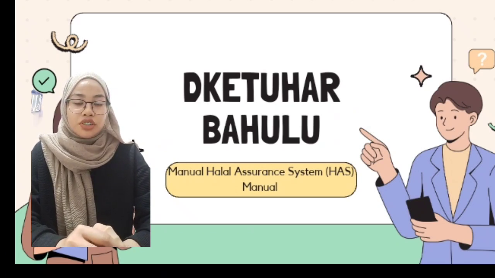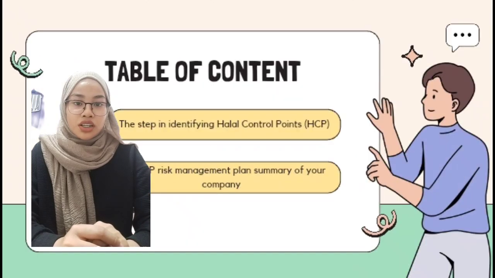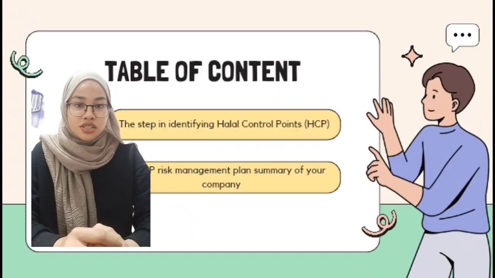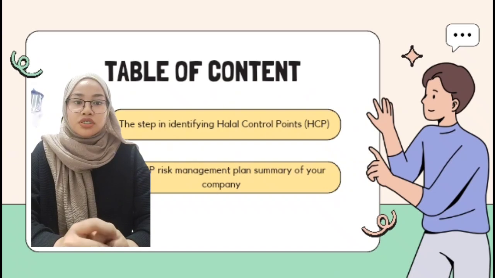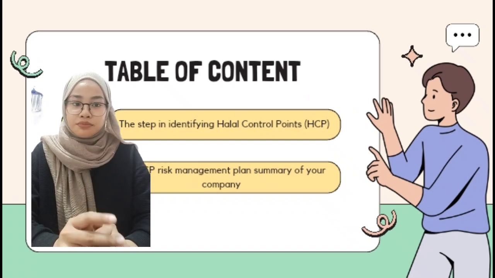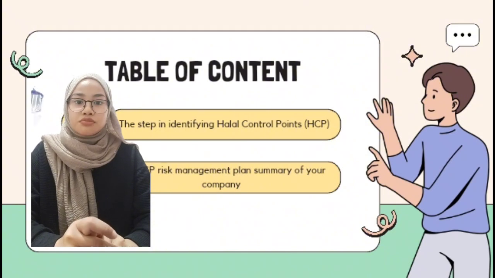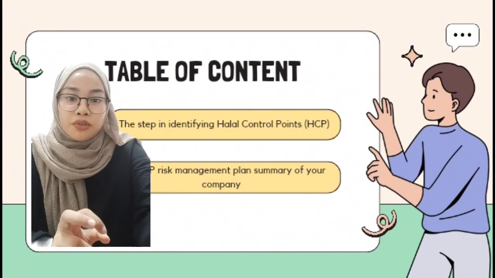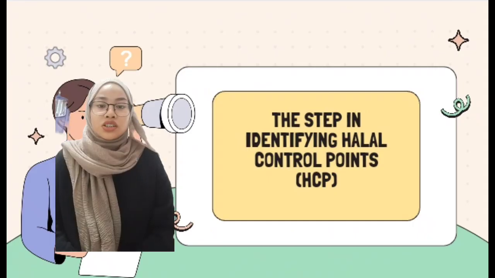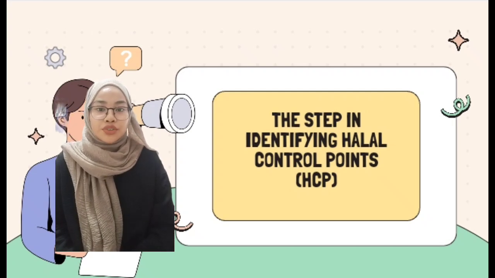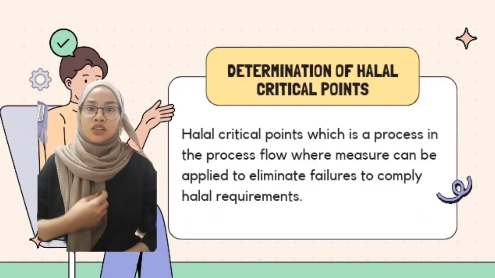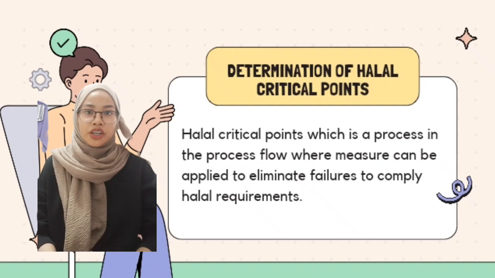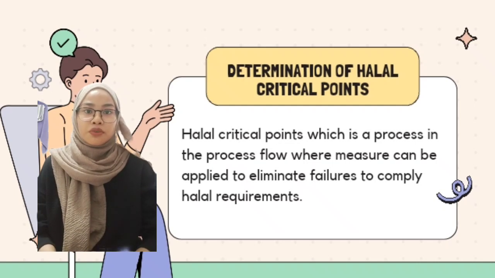Okay, I will talk about the manual halal assurance system, and our topic will be the steps in identifying the halal control point. Second, the HCP risk management, best summarized first. The steps in identifying the halal control point: determine the halal critical point. Identification of HCP is the key process in the development of HAS.